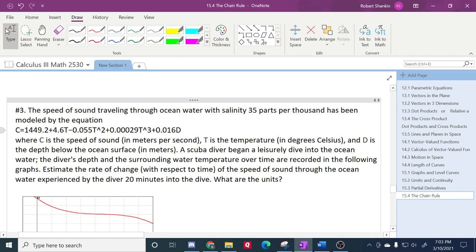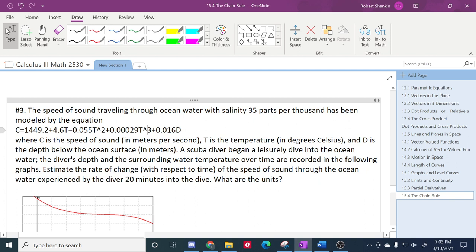But c's dependence on temperature is a very complicated expression. It's not necessarily that when you have higher temperatures, the speed of sound in the water is faster, because you've got a negative component with the squared, a positive component with t to the first, and a positive component with t to the third. So it's a complex, wavy relationship with temperature.